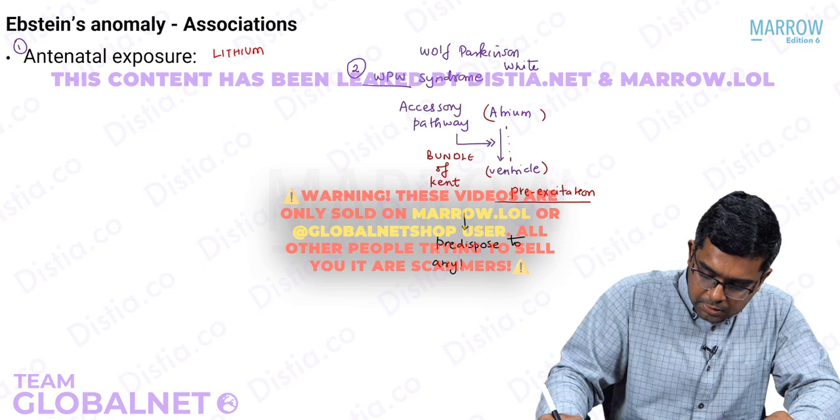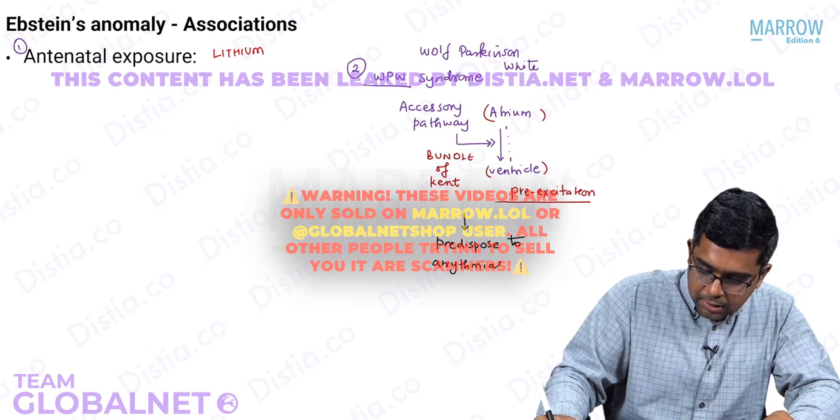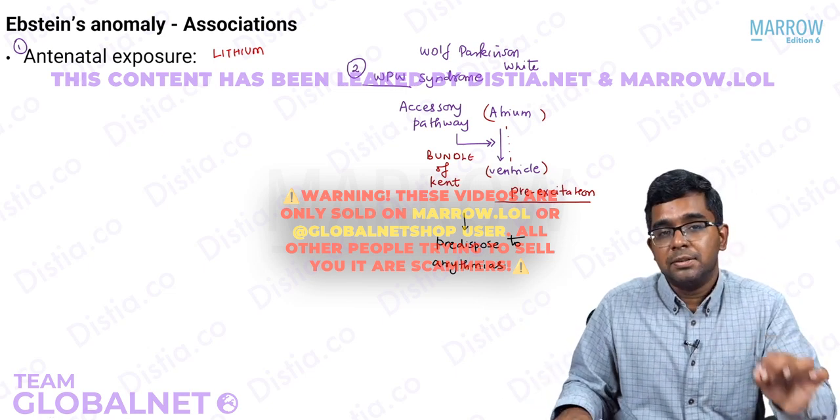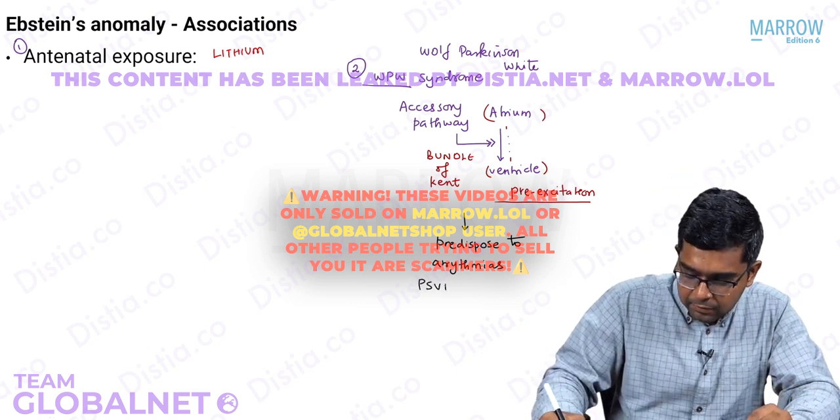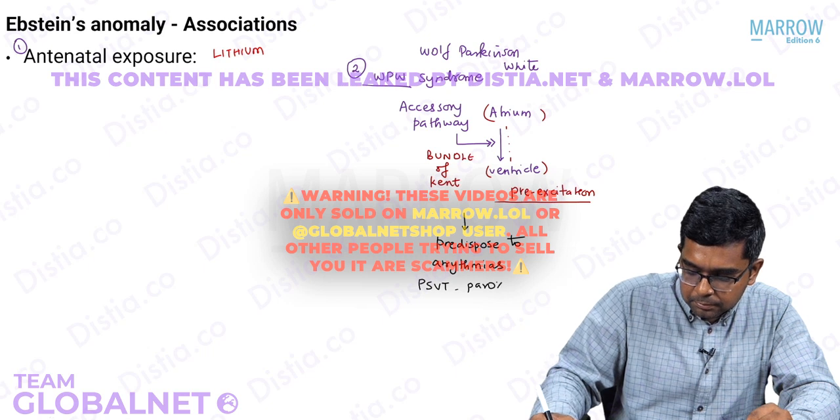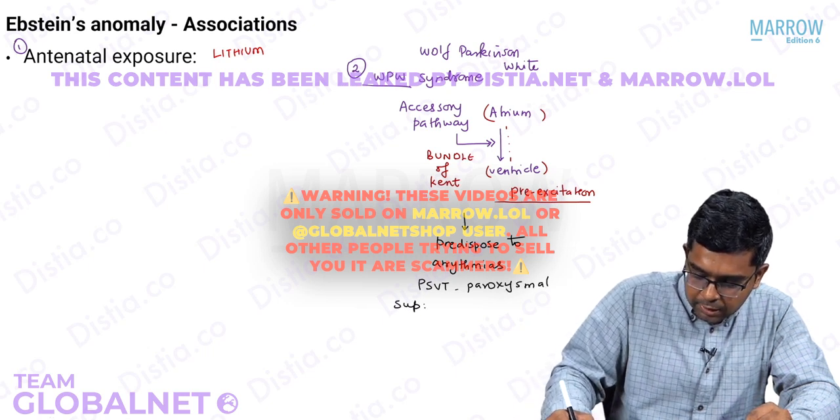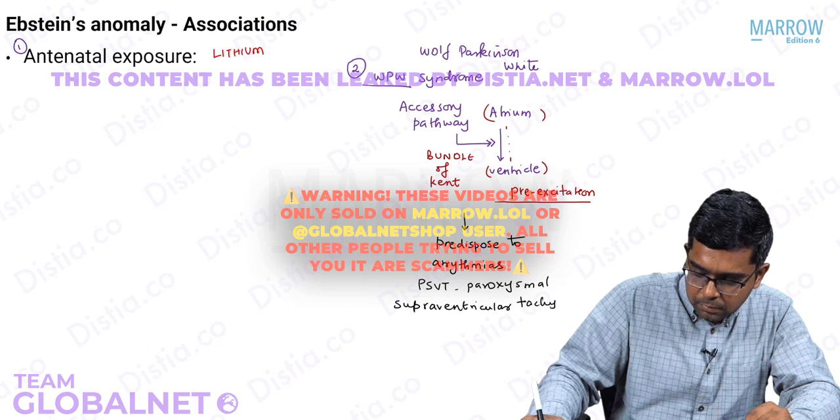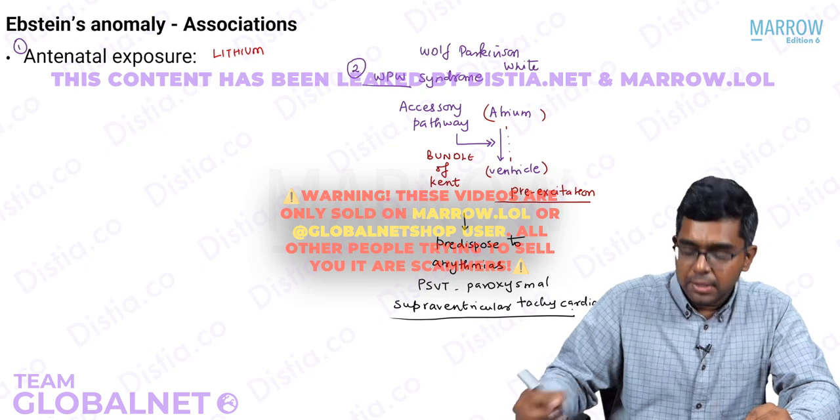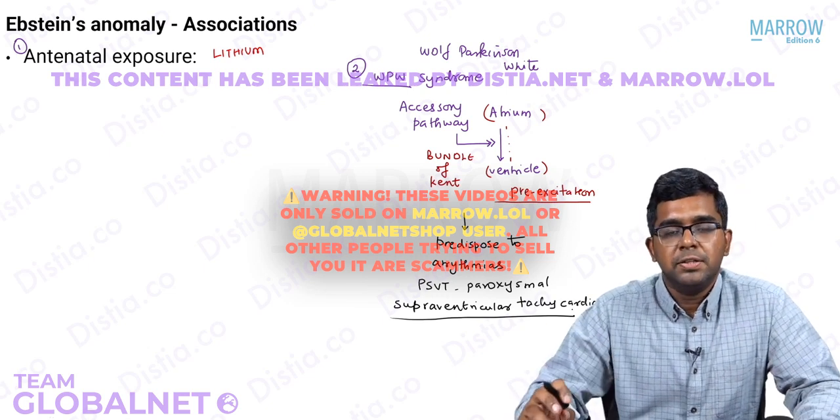And a question can be asked in this regard. What is the commonest arrhythmia that develops in this condition? Right? It is PSVT, which is paroxysmal supraventricular tachycardia. Okay, right. That is a problem because of Wolff-Parkinson-White syndrome.